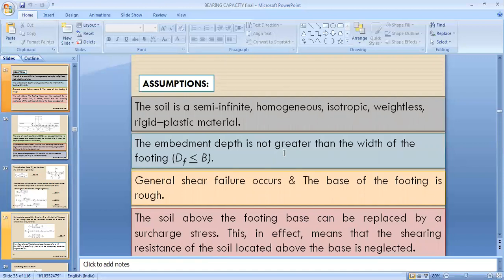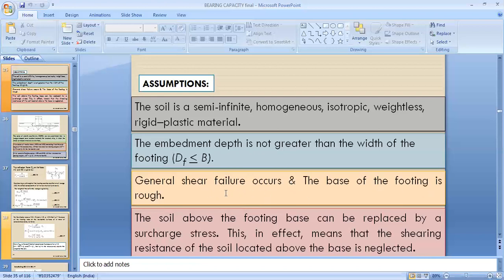The assumptions he made are that the soil is semi-infinite, homogeneous, isotropic, weightless, and follows rigid plastic material behavior. And he has done it for shallow foundations. That means the depth of foundation is not greater than the width of the footing. And general shear failure occurs in the soil. In my recap, I told you that this kind of failure happens in the case of dense soil, where the relative density of the soil is around 70% or more.